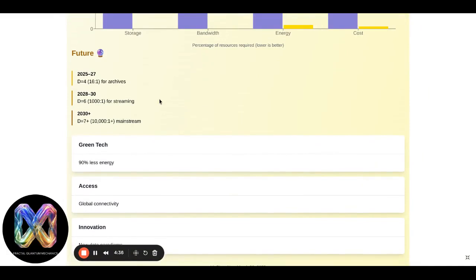Finally, our Future tab outlines the development roadmap and broader impacts. We're projecting a phased rollout: dimension 4 compression for archival starting in, say, 2025 through 2027, dimension 6 for streaming by 2028 through 2030, and mainstream adoption of dimensions 7 and higher by the 2030s. The impact spans three dimensions: environmental benefits with 90% energy reduction, global access bridging the digital divide, and enabling entirely new data paradigms that were previously impossible due to storage constraints.